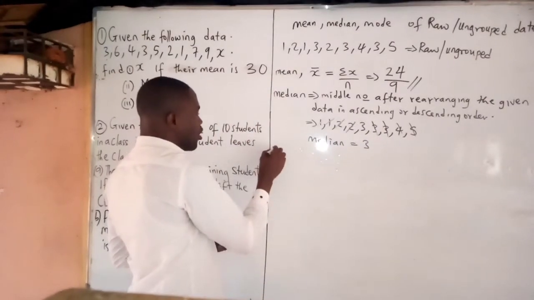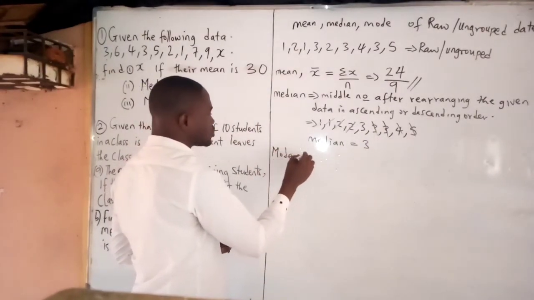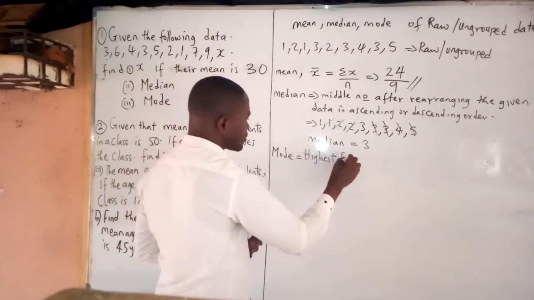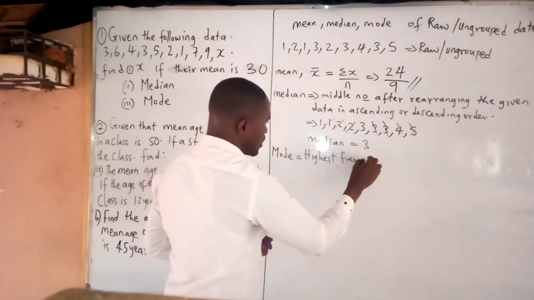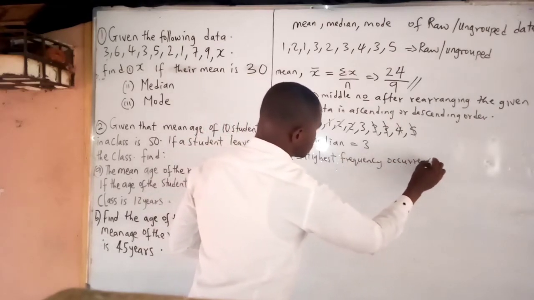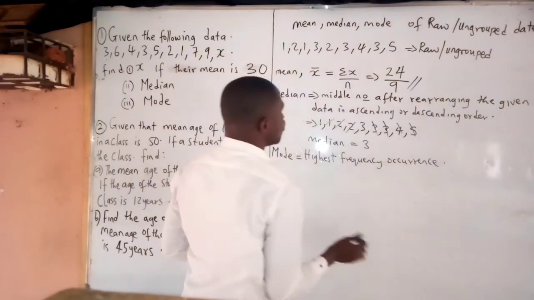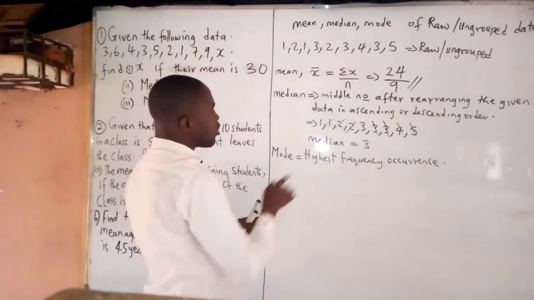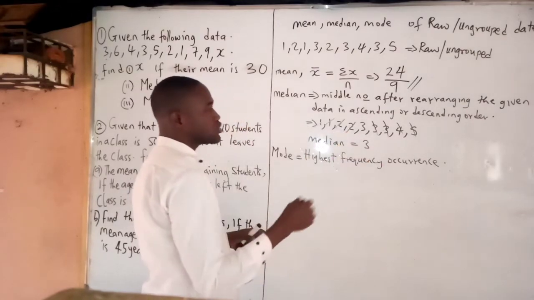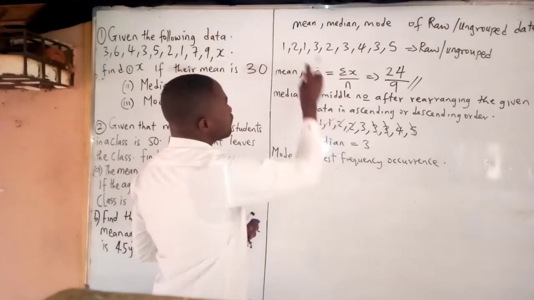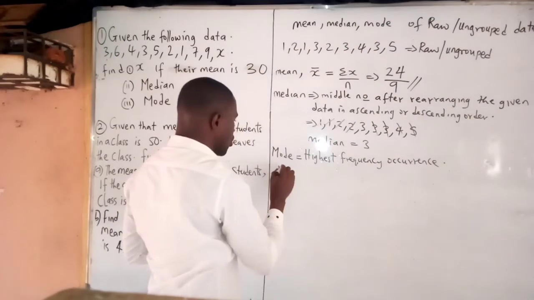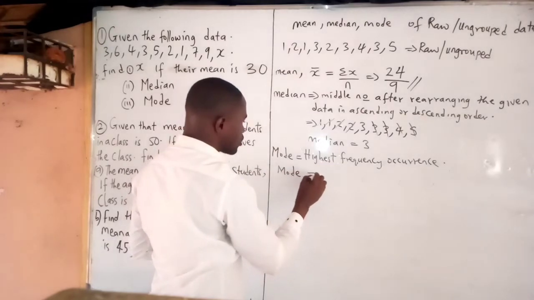Then we go to mode. Mode is equal to highest frequency of occurrence. Which of the data occur most? 1 occurs 2 times, 2 occurs 2 times, 3 occurs 3 times, 4 once, 5 once. So from the data, 3 occurs 3 times. You say mode equals 3.